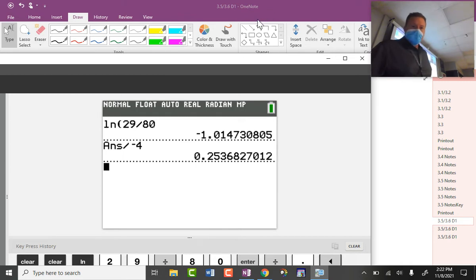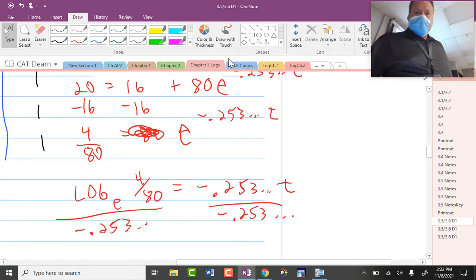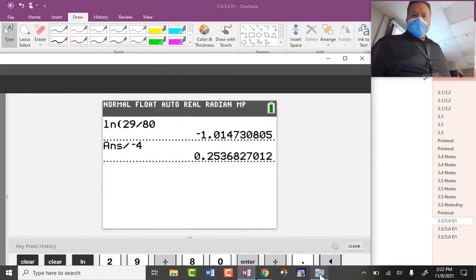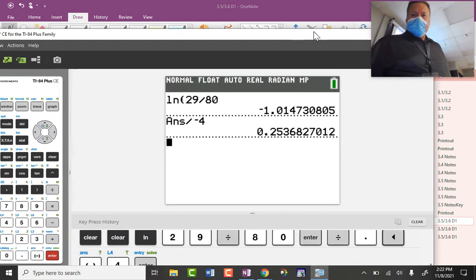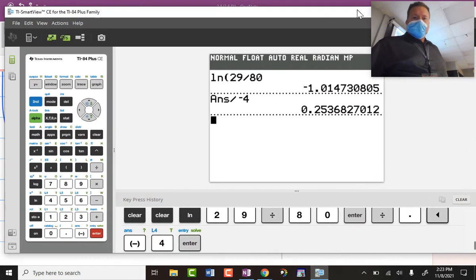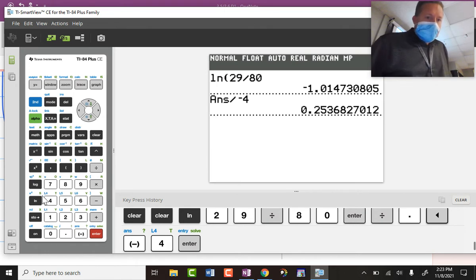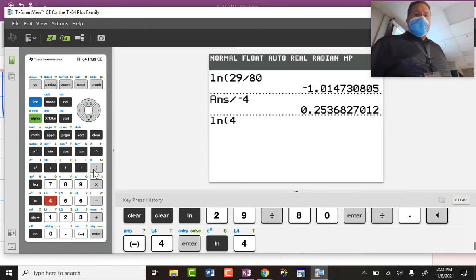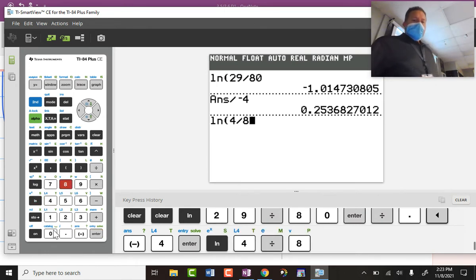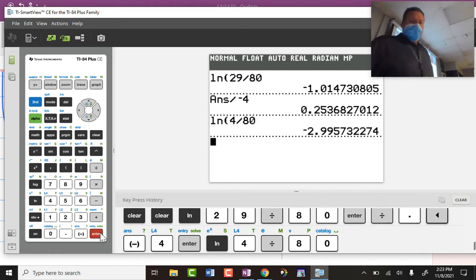All right, I move this. Where am I at? Let's see, where's the top? Oh, there it is. It's because I'm in the way here. ln of 4 divided by 80. Press enter. And then it was ln of 4 divided by 80, right? Okay, for some reason I didn't recognize that answer.